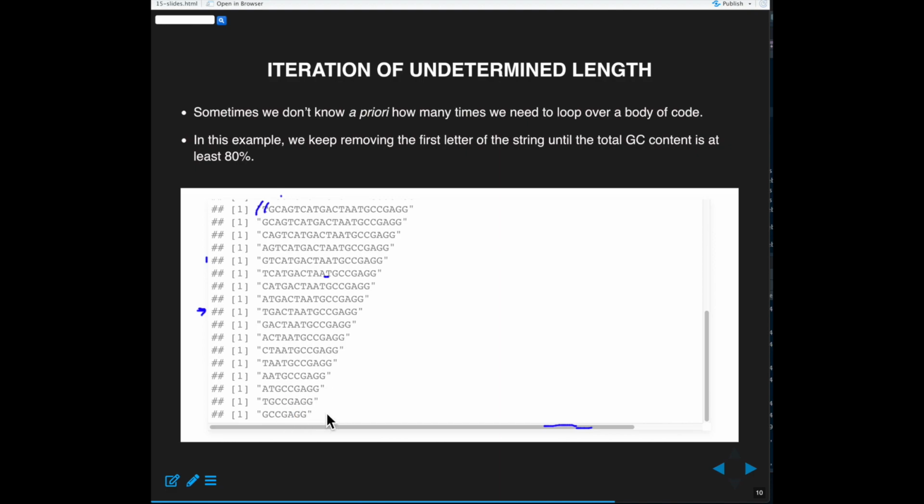And now you know that 7 out of 8 is greater than 80%, so we stop, right? So there, I had no way of knowing really beforehand how many nucleotides I'd have to cleave off before I could stop. And so that's why I used here the while loop.